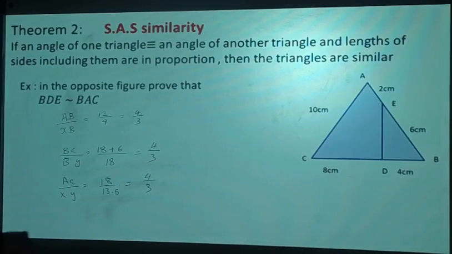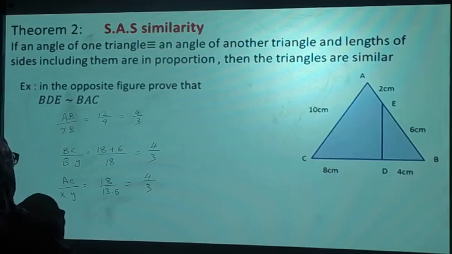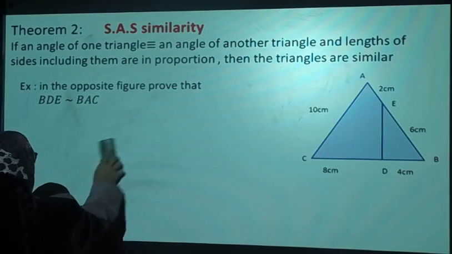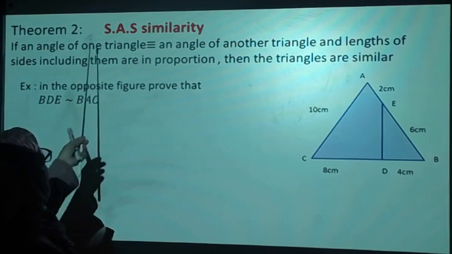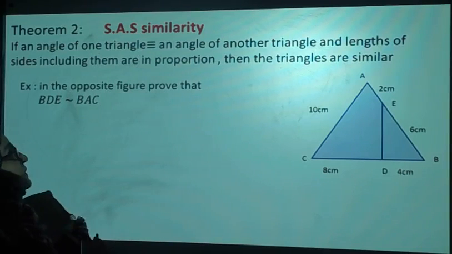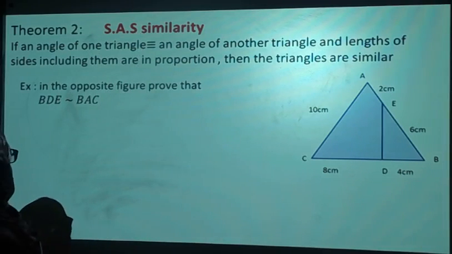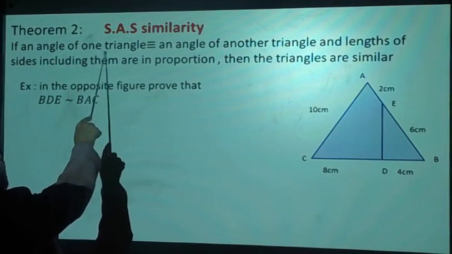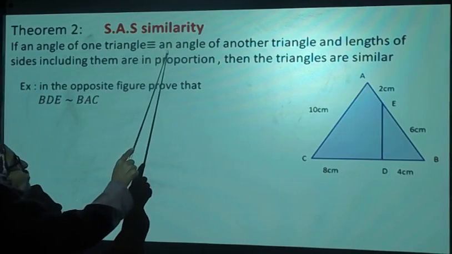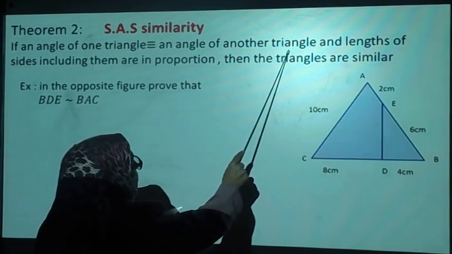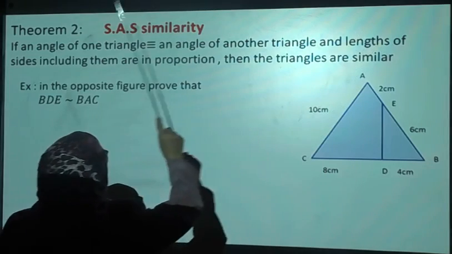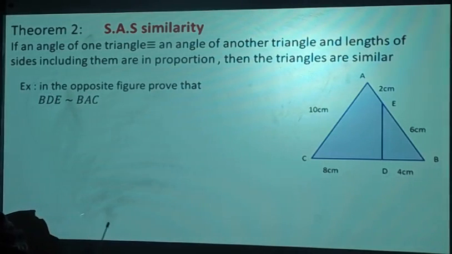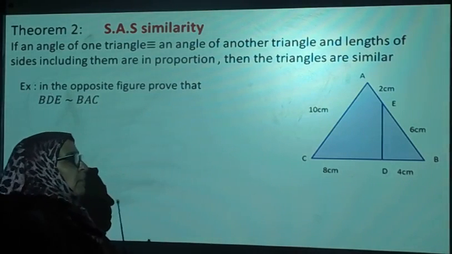Now let's go to another point, and in this point we have the SAS similarity theorem. In this case, it is said that if an angle of one triangle is congruent to an angle of another triangle and the lengths of the sides including them are in proportion, then the two triangles are similar. Let me explain it more.